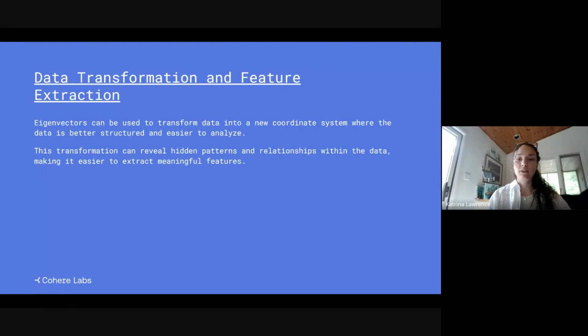Another related reason is data transformation and feature extraction. Eigenvalues and eigenvectors are essentially described, as you'll see later, as linear transformations of data. So these eigenvectors can be used to transform data into a new coordinate system where the data is better structured and easier to analyze. This transformation is really neat because it can reveal hidden patterns and relationships within the data, making it easier to extract meaningful features.